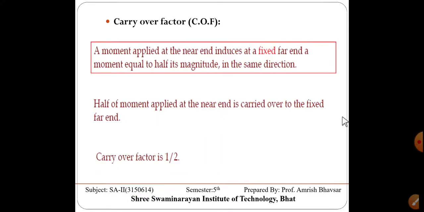Now from this moment we have to find out the carryover factor, because here we have to distribute the moments in some manner. So for that we need the carryover factor for the distribution of moment in the proper way. When a moment is applied at the near end, a moment is induced at the fixed far end equal to half of the magnitude in the same direction. So if our far end is fixed, then the half of the applied moment at the near end is carried over to the fixed far end, and the carryover factor is 1/2. This is the most important thing for finding the carryover factor.